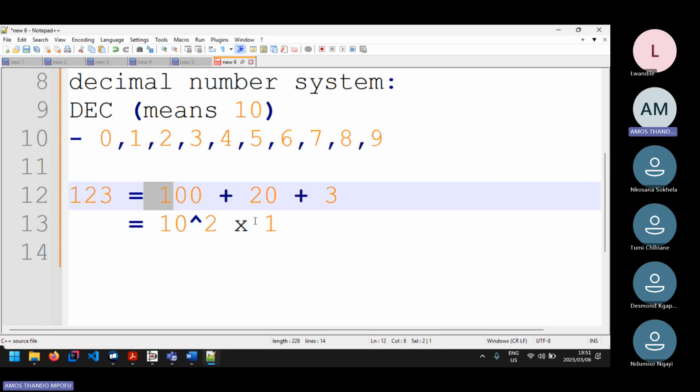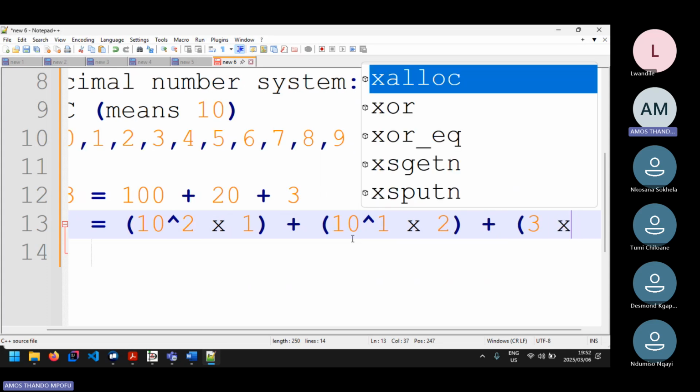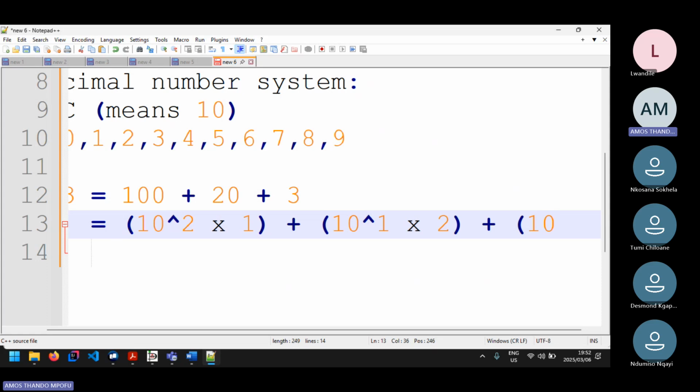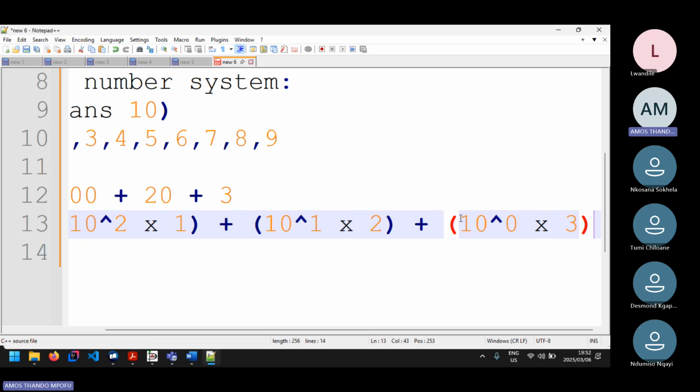If it was 300, then we're going to say times 3, or if it's 400, times 4, if it's 500, times 5. In this case, it's just 100, so I just say times 1. Plus, I'm going to put brackets here to distinguish the operations, plus 10 to the power of 1 times 2 gives us 20, plus 10 to the power of 0. Remember the rule in maths, any number that's to the power of 0 is a 1, times 3. So this basically means 1 times 3.